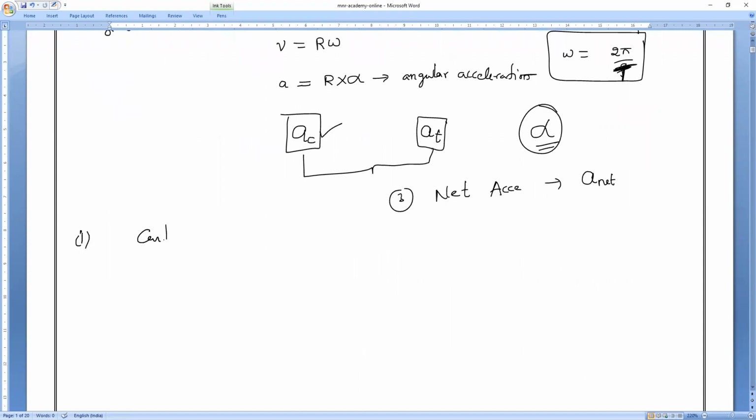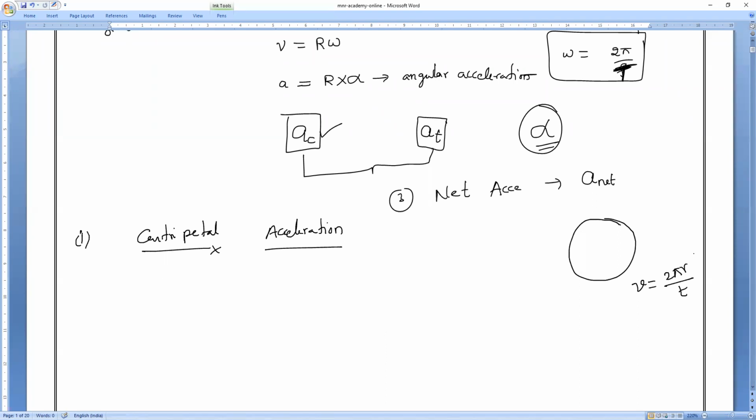First, centripetal acceleration. Let us go back just 2 minutes to class 9th and revise. When an object is in circular motion, speed is equal to the circumference of the circle, 2 pi r, divided by the time taken. Am I right?